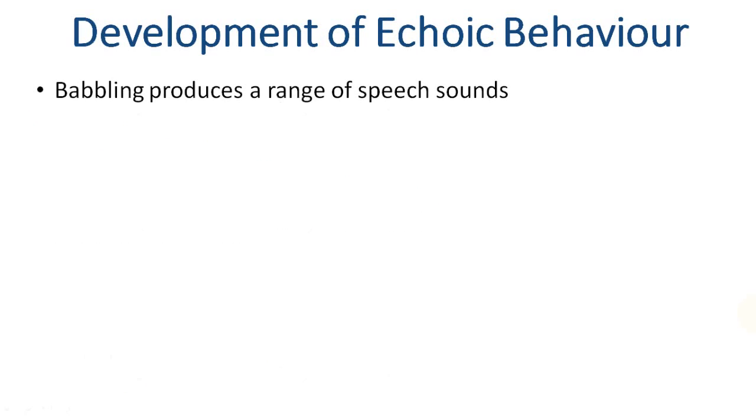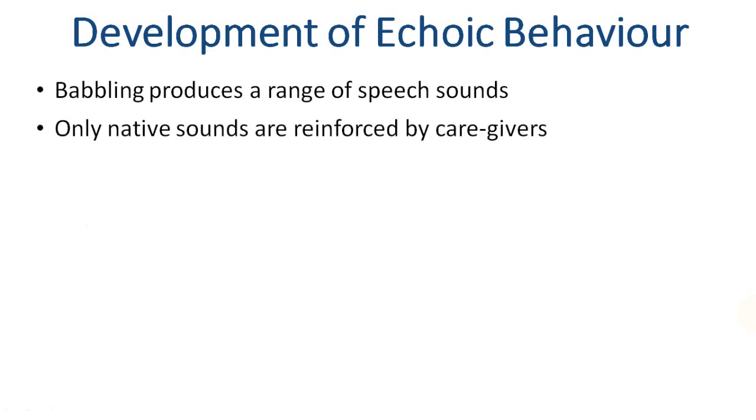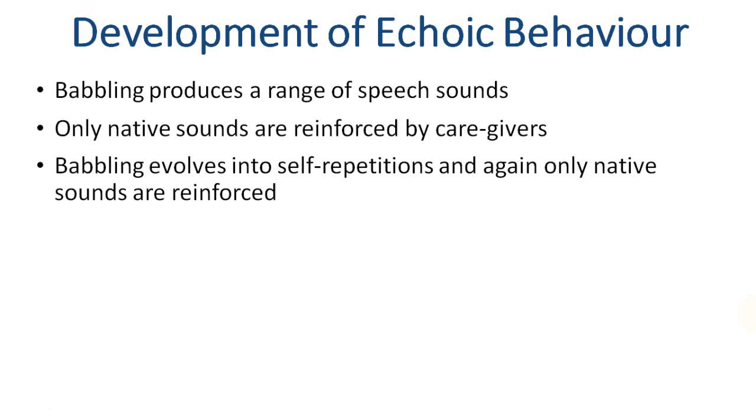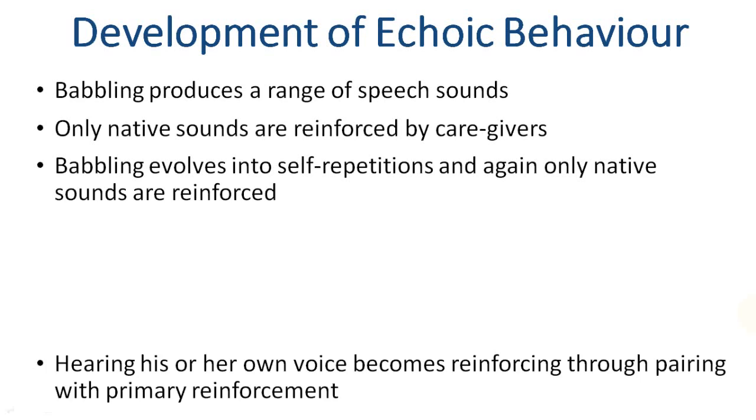So how does echoic behavior develop? There's first babbling that produces a range of speech sounds. So this is when babies are starting to generate sounds. And only native sounds are then reinforced by caregivers. So parents are more likely to respond to sounds that resemble their language. Babbling then evolves into self-repetitions, and again, only native sounds will tend to be reinforced by those people who are listening, based on how similar it is to the language they speak.